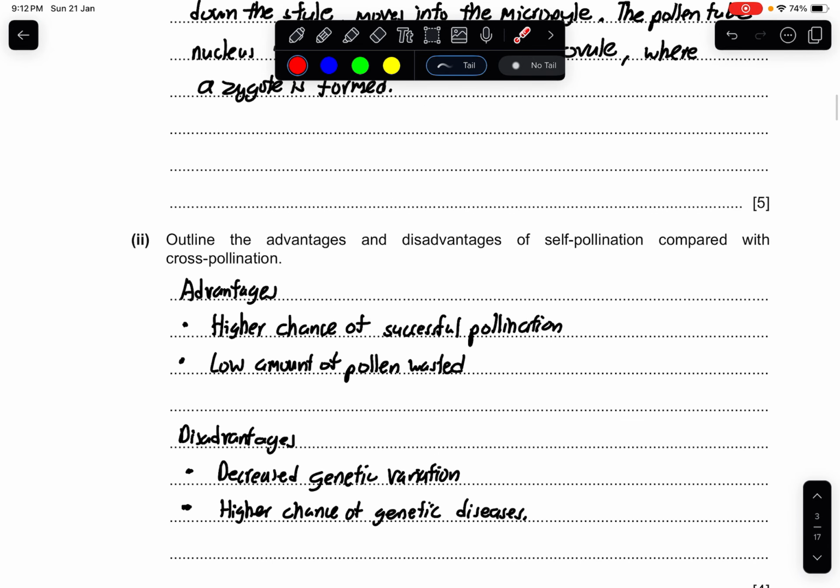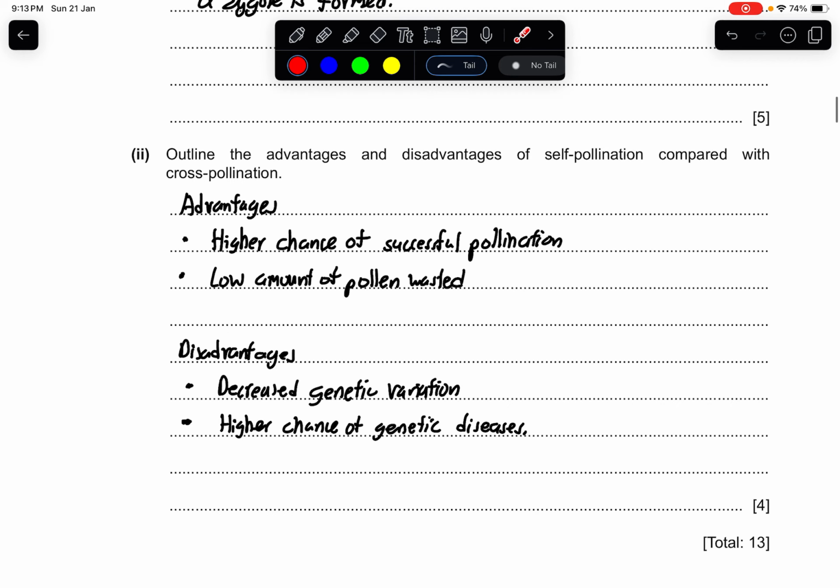Okay. Part 2. Outline the advantages and disadvantages of self-pollination compared with cross-pollination. So this is 4 marks and asks for advantages and disadvantages. So I give 2 points for advantages and 2 points for disadvantages. For advantages, I have chosen higher chance of successful pollination and less pollen wasted. Okay, and the disadvantages are that this would decrease the genetic variation, and of course a much higher chance and susceptible risk of gaining genetically inherited disease. Okay, so this is how I get the full 4 marks. Try to remember some advantages and disadvantages for both pollination types so that you are able to write it down.